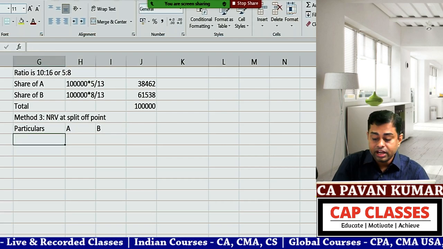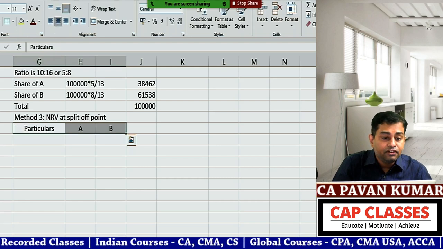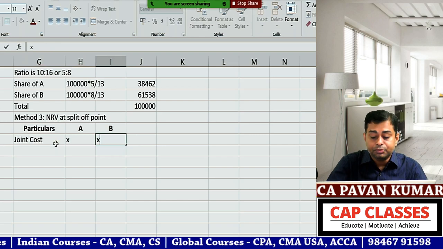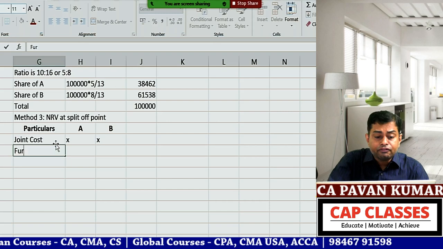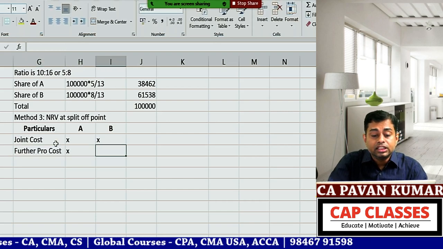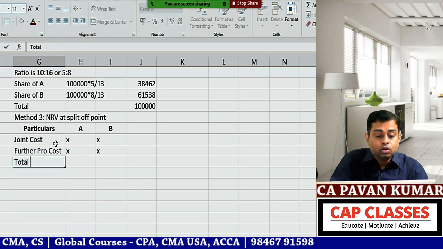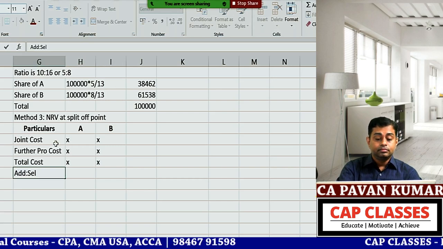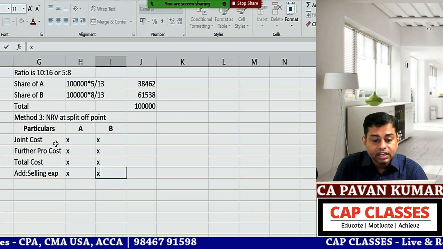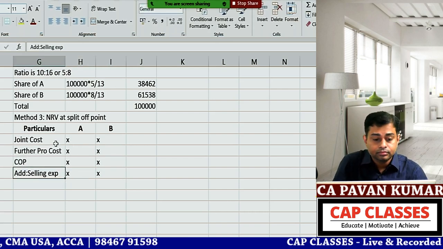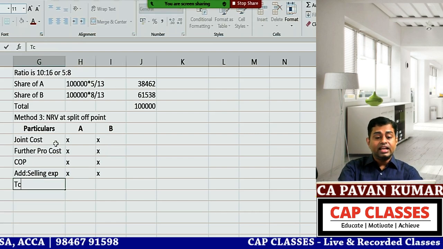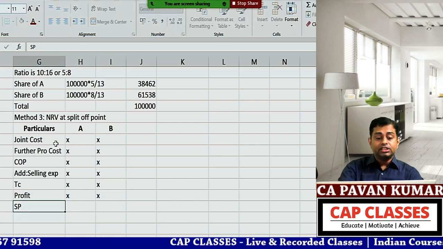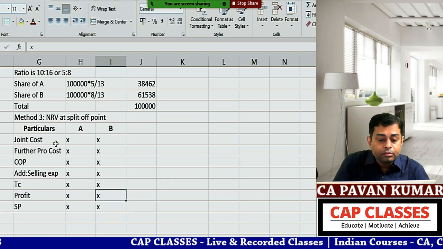Particulars A, B. Okay. Observe carefully. If I know that joint cost is this much, and further processing cost is this much, can I say this is my total cost? So this is cost of production. Add selling expenses. So can I say this is total cost? I'll add profit. Then can I say this is selling price? Guys, any doubt in this pro forma? You understand this pro forma?